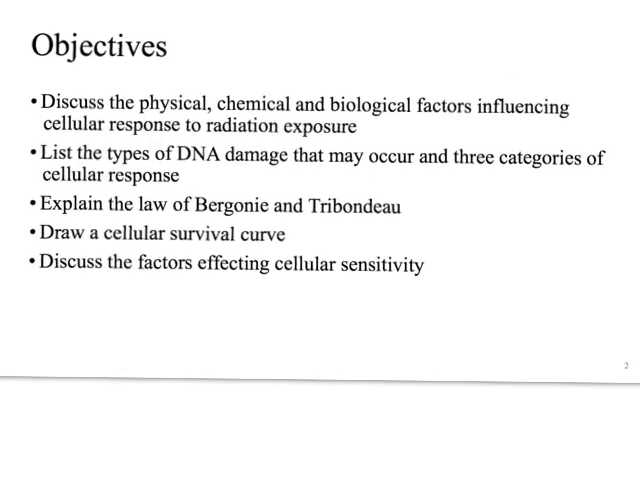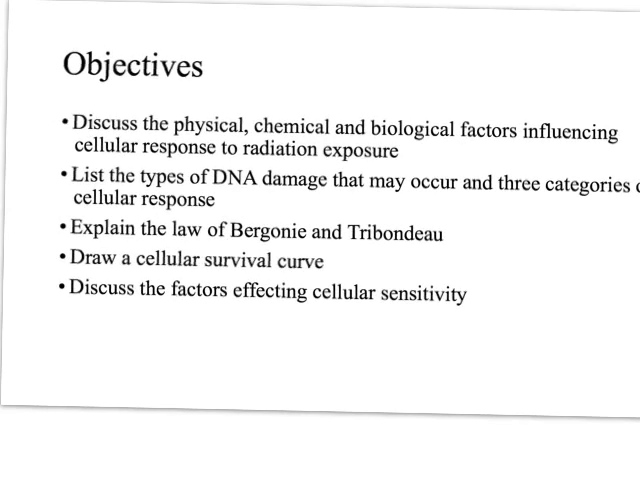So, again, we will try to differentiate between physical, chemical, and biological factors that influence a cellular response to radiation exposure. Okay? We'll also talk about DNA damage and the types of categories of cellular response. So it's important for us to know how the cell will respond to the DNA damage. We'll get a little bit more in depth with the law of Bergonié and Tribondeau, and we'll start to draw some cellular survival curves and discuss factors affecting the cellular sensitivity. So it's very important for us to be able to think about how radiation interacts with different types of cells.